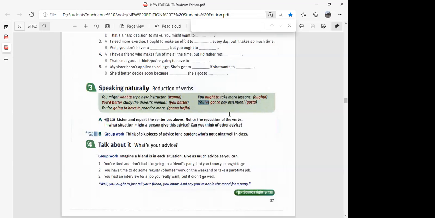Means that you have to pay attention. Just a reduction of verbs. This is just for speaking practice. Remember, it's just for speaking practice. When you write it, it has to be complete, like one. But when you speak, you can say like this: wanna, gonna have to, gotta, etc.